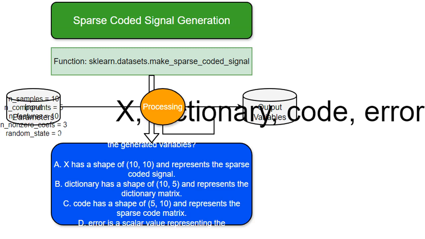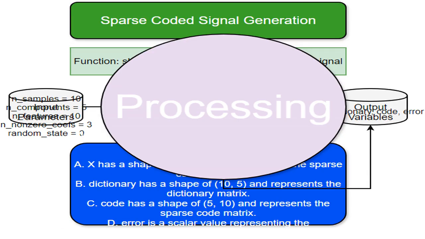This is the core question. I need to match the shapes and interpretations of the output variables, X, dictionary, code, and error, to the given options, A, B, C, D, to find the correct answers. This refers to the steps involved in determining the correct answers, which are detailed in the explanation sections.